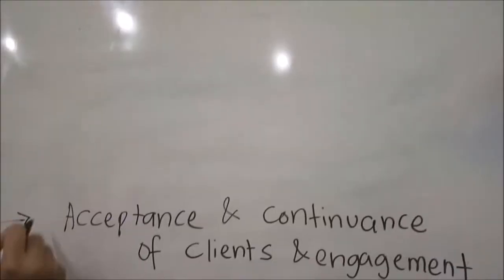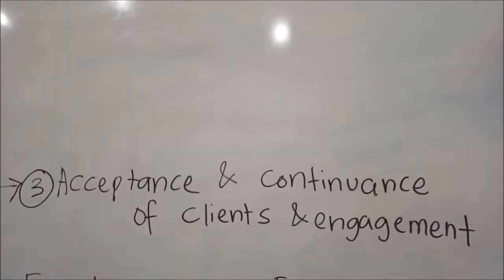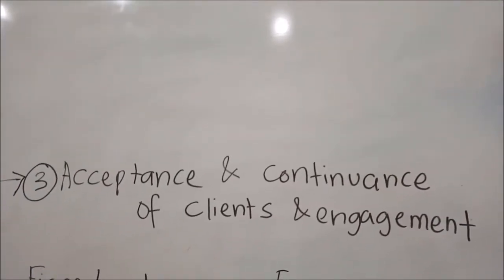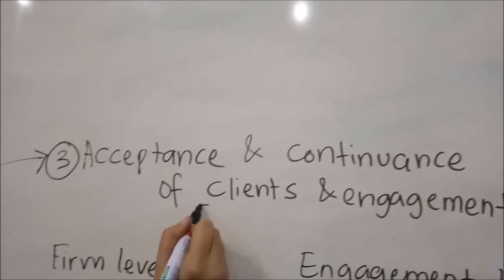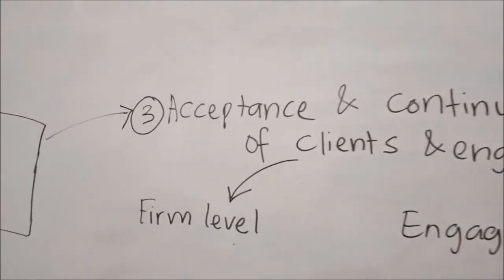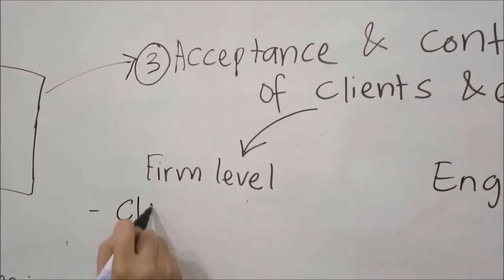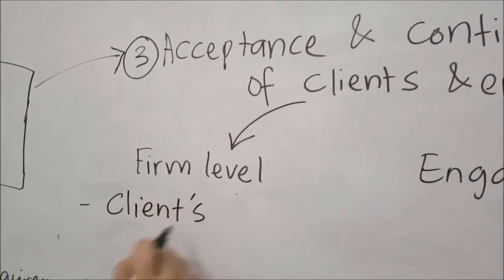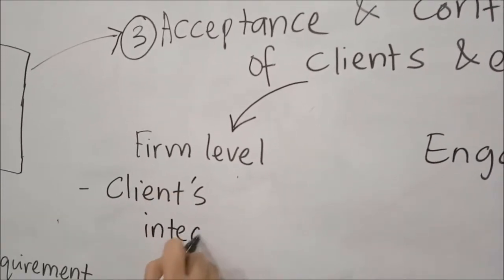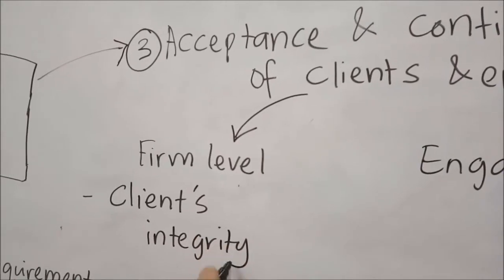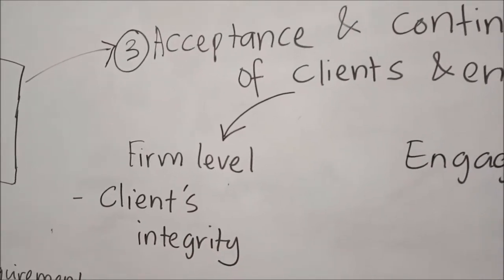The third element of quality control is the acceptance and continuance of clients and engagements. Under the firm level, it is important to ensure the client has integrity, the firm is competent to perform the engagement, and is able to comply with ethical requirements such as independence.